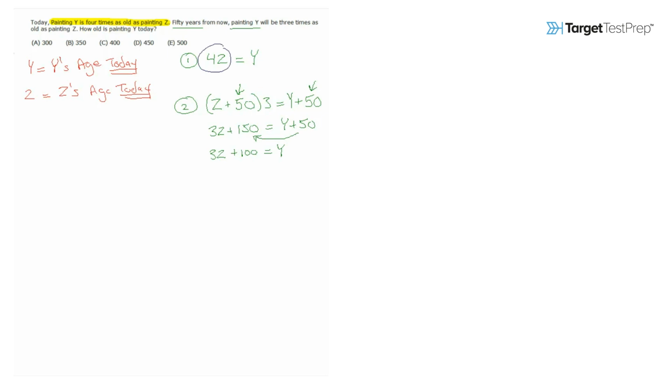Take this, we're going to plug this in for Y. This is going to give us 3Z plus 100 equals 4Z, or 100 equals Z. Notice we don't care about Z, we care about Y. So finally, we know that 4Z equals Y. 4 times 100 equals Y. 400 equals Y. Answer choice C.